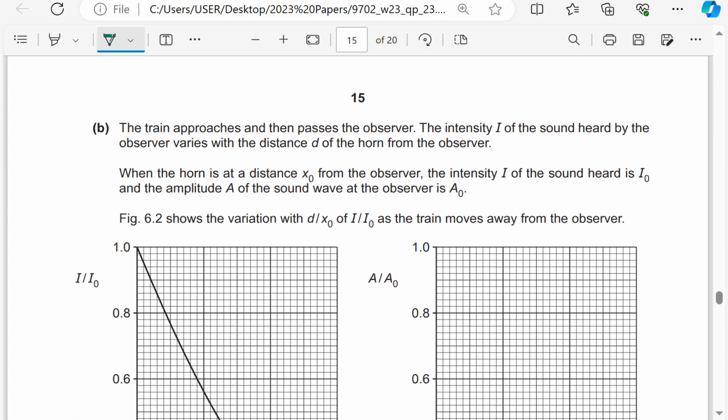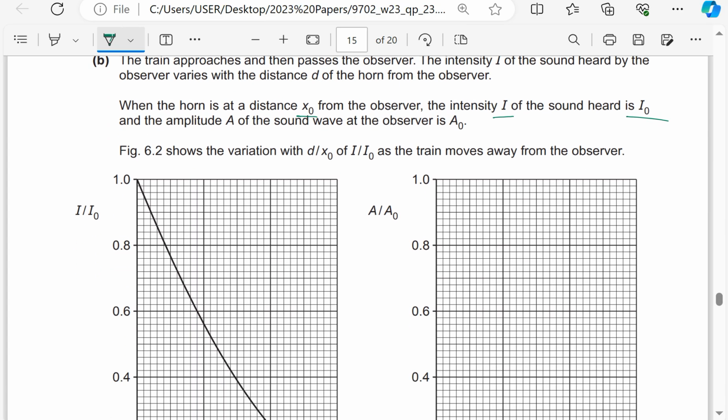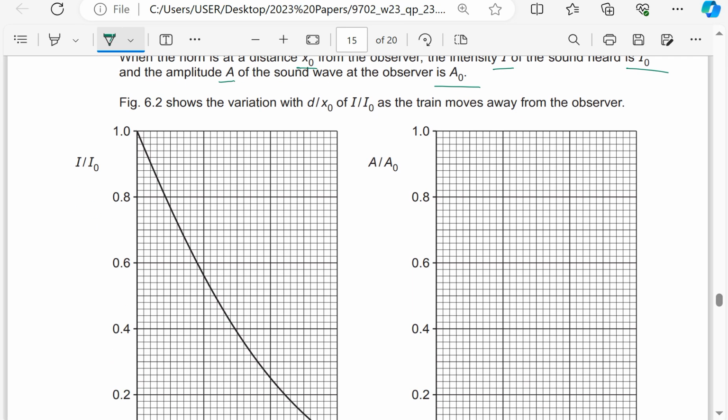Okay. The train approaches and then passes the observer. The intensity I of the sound heard by the observer varies with the distance d of the horn from the observer. The horn is at a distance x0 from the observer. The intensity of the sound heard is I0, and the amplitude A of the sound wave at the observer is A0. The figure shows the variation of I with d as the train moves away from the observer.